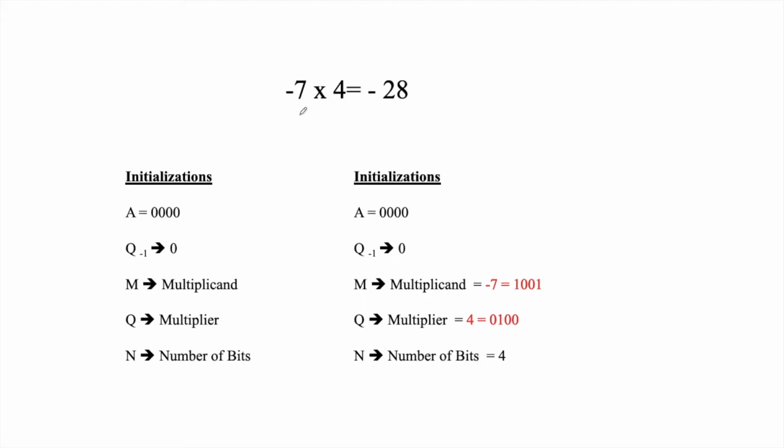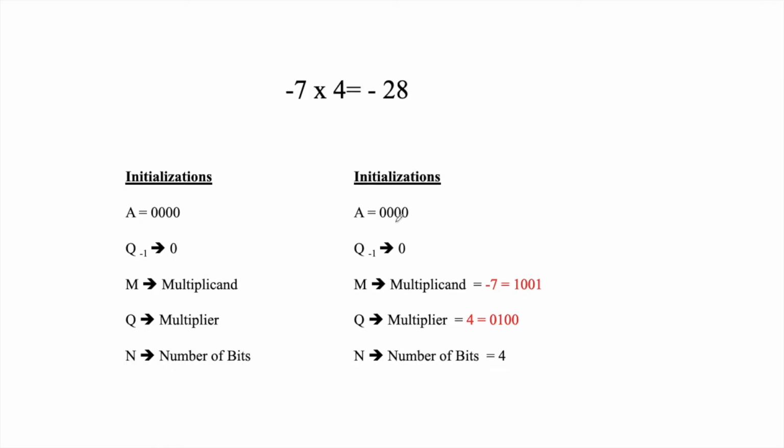Here, the example that we have considered is to multiply minus 7 with 4, where minus 7 will be the multiplicand, 4 will be the multiplier, which results in minus 28. Another example with a positive multiplicand and a negative multiplier is also been loaded in this channel. The link is given in the description box. So first we'll start with the initializations. As we already seen in the flowchart, A will be equal to 0, 0, 0, 0, Q minus 1 will be 0, M will be the multiplicand, Q the multiplier and N will be the number of bits.